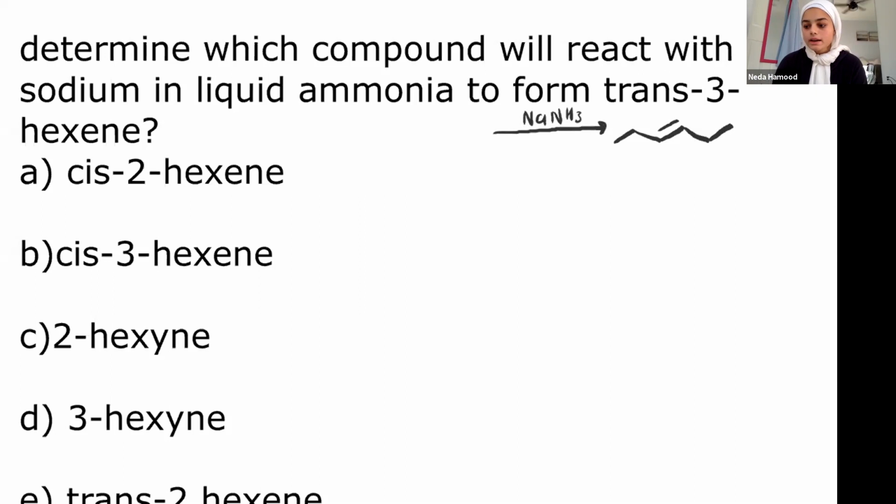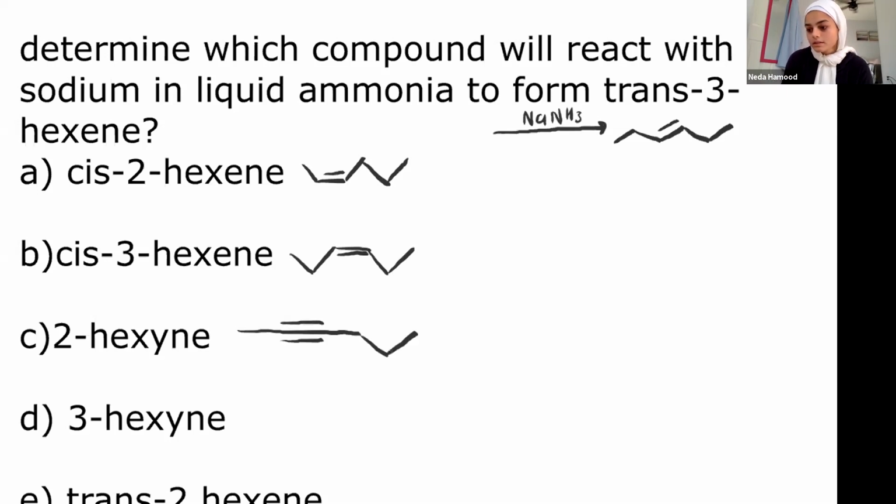And then let's go ahead and figure out what each option looks like. So first we have cis-2-hexene. I hate drawing cis products. 1, 2, 3, 4, 5, 6. Technically, it just needs to be cis up to there. Over here we have 3-cis, so it looks like this. Really ugly. This one looks like this, this one looks like this, and this one looks like this.